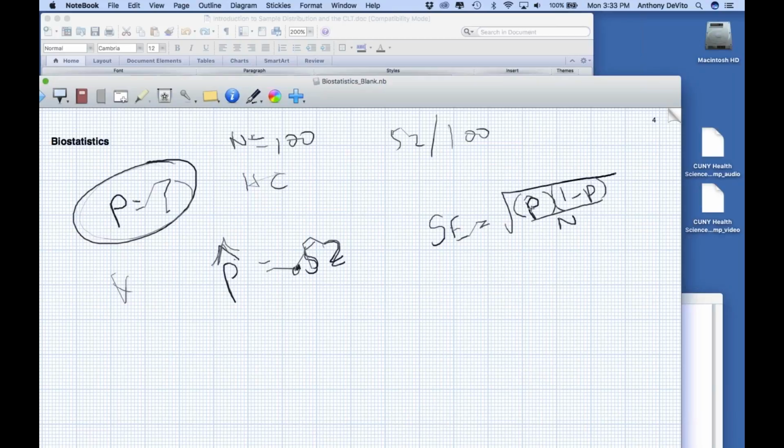Ideally, we would like to use P, the actual population proportion, to calculate standard error, but we never know that. So we're forced to use P cap instead of P. So what would that come out to be? Standard error comes out to be the square root of 0.52 times 0.48 over 100. Okay, and what does that come out to? Let's see.